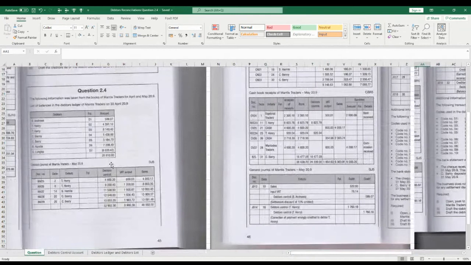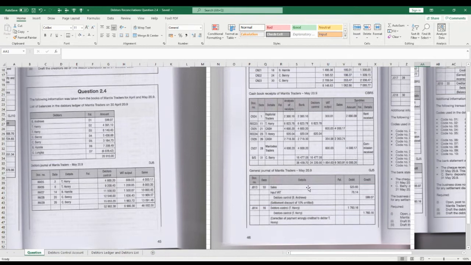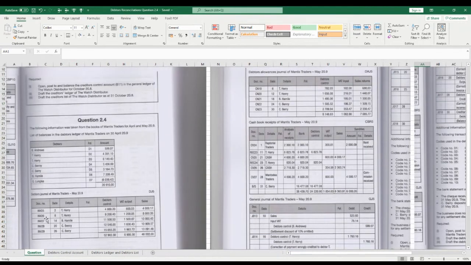Okay, so let's quickly look at the information they've provided to you. They've given you a list of debtor balances. This is generally the opening balance you will use for each and every debtors ledger. Then they've given you your journal information. This journal information you will use for both your control account as well as your individual debtors ledger. Now, who can tell me what information you will use for the control account? What type of information will you use for your individual debtors ledger? You can just type your answer in the chat function for me.